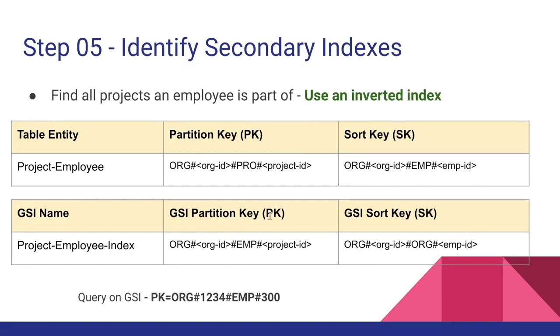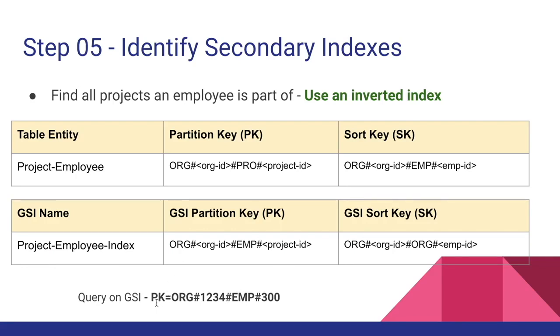And as the primary key for that GSI, we are using the sort key value of our table. So it is organization ID, then the EMP value, you see. And for the sort key, we are using the primary key. Now we can again easily query this GSI to find the projects an employee is part of.